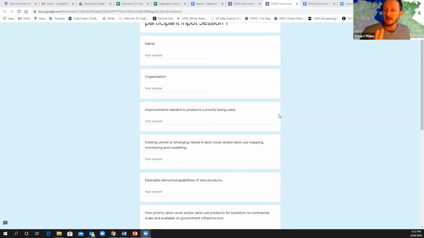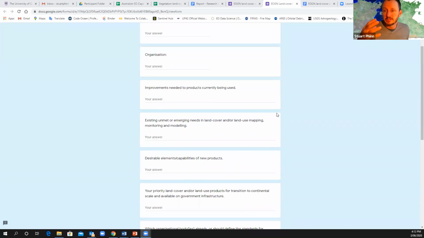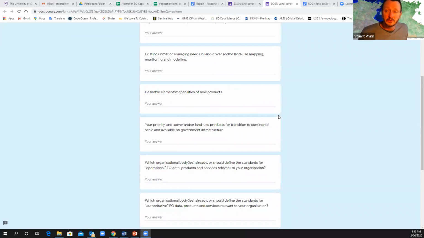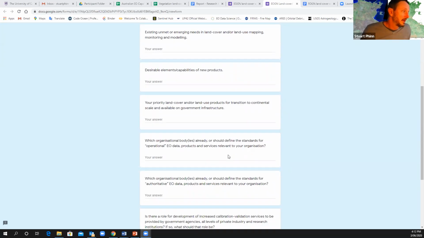It is about trying to identify those land cover and land use products and services that we can push up into that operational level. But it's also about unmet demand or problems with land cover and land use information. And it could be, as Dan alluded to, primarily about the process for delivering land use and land cover, that we set that up in a way that it works across multiple jurisdictions.